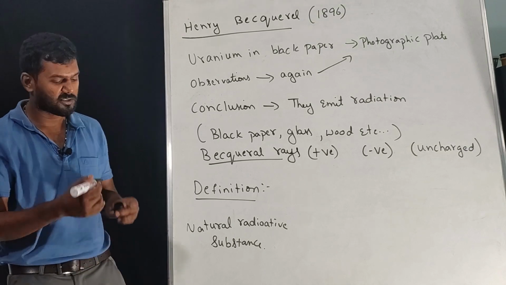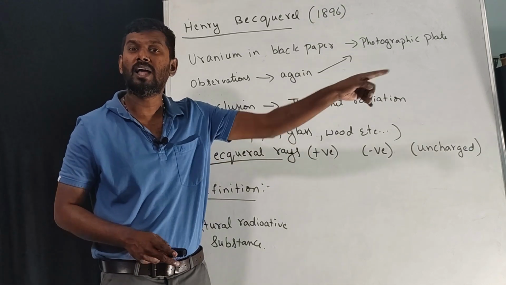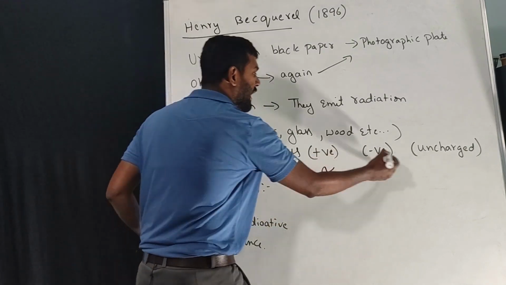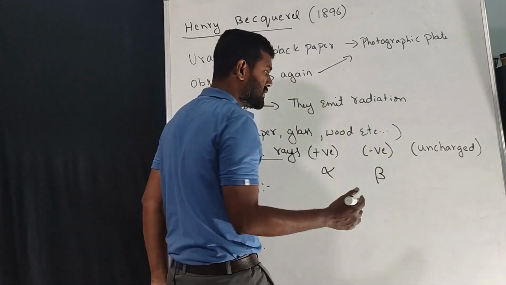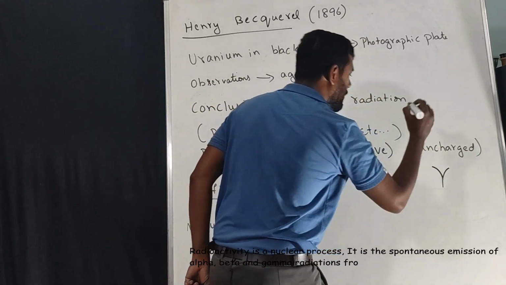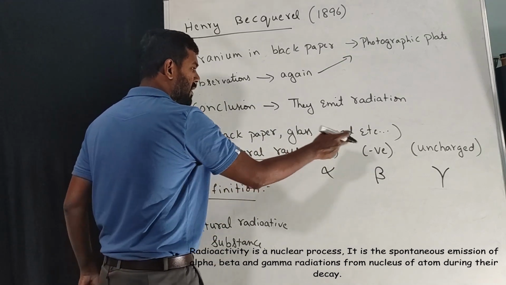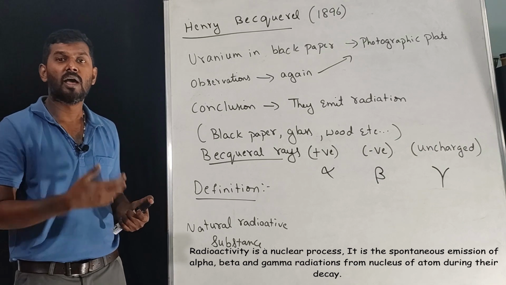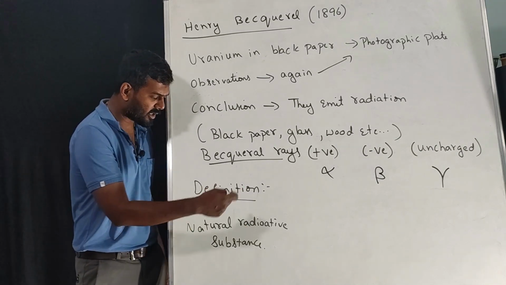When it comes to radiations, there are three types of radiation: positive, negative and uncharged. Positive radiations are called alpha, negative radiations are called beta, and neutrally charged ones are called gamma. Alpha, beta and gamma. Now, how can we define radioactivity? Very simple. Next, natural radioactive substances.